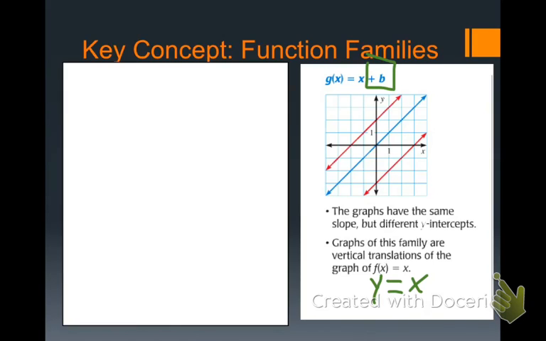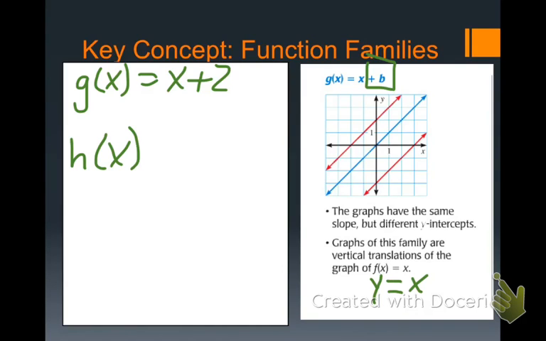So that top red line has a y-intercept of positive 2, so we could write that as g of x equals x plus 2, or f of x, h of x. Again, that letter doesn't matter, it just means a function of x. And then the bottom red line goes through the y-axis, or has a y-intercept of negative 3, so we could write h of x equals x minus 3. But these are all in the same function family.